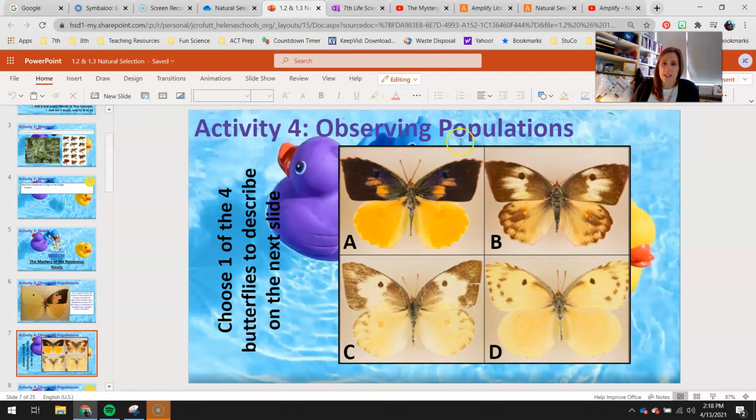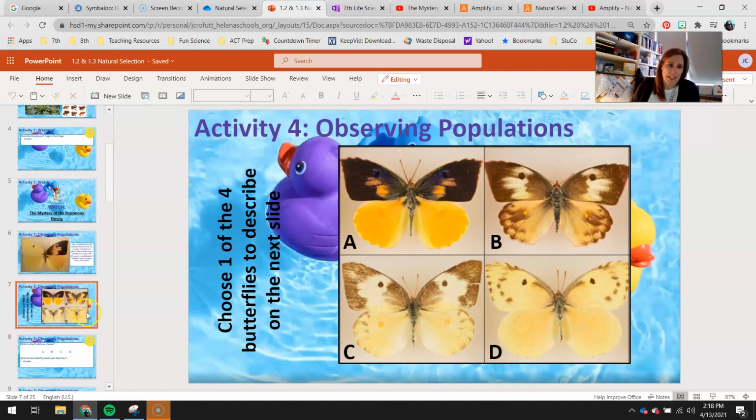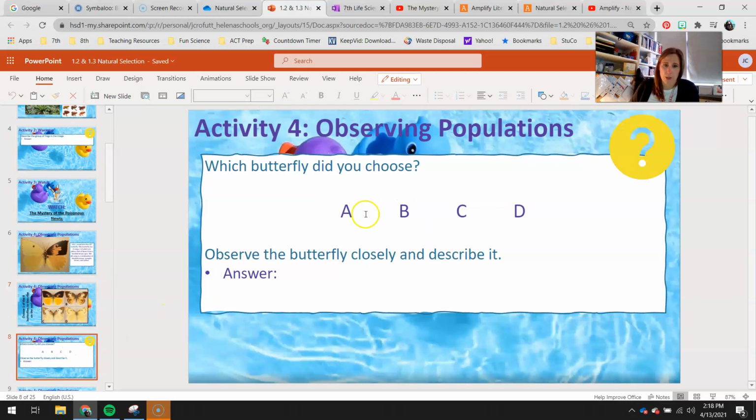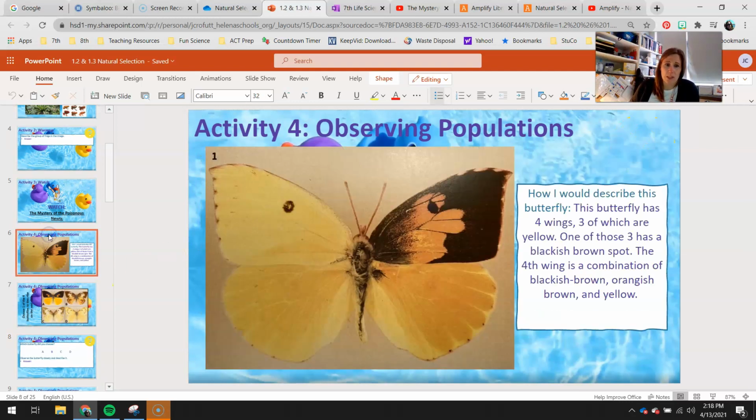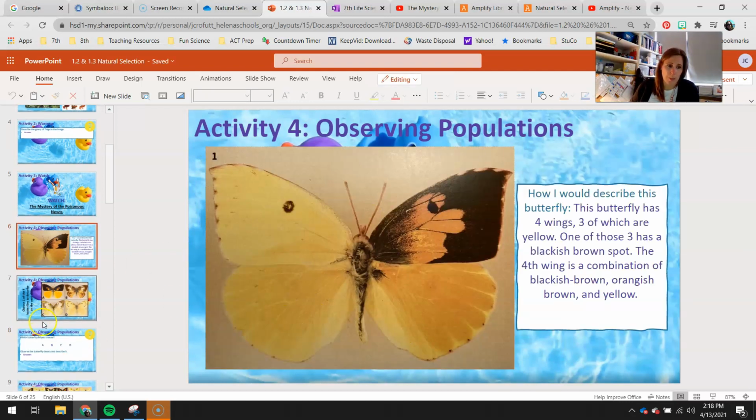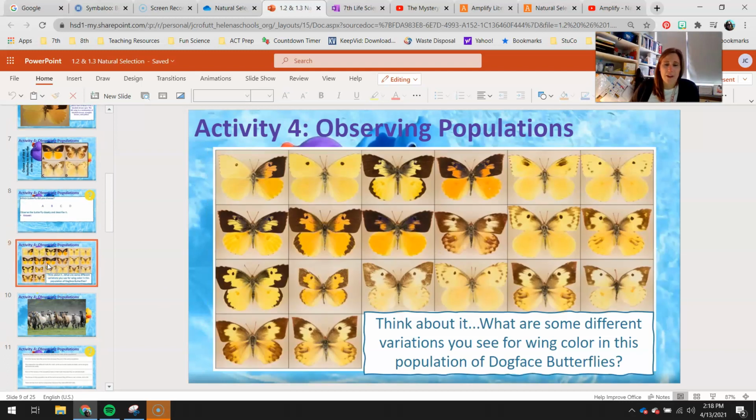So what you guys will do is you guys have 4 images of butterflies here. And you guys will choose one of the 4 butterflies to describe on the next slide. So on the next slide, you're going to tell me which butterfly you chose, A, B, C, or D. And you guys are going to give a description that's somewhat similar to one I gave you guys about butterfly 1 up here. Okay?